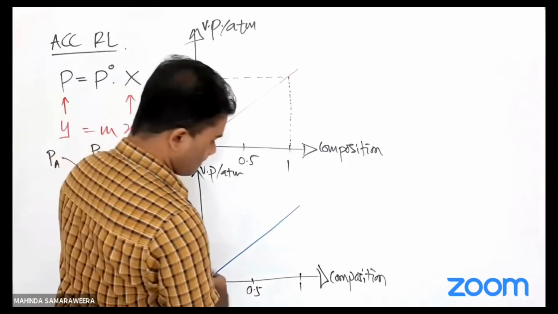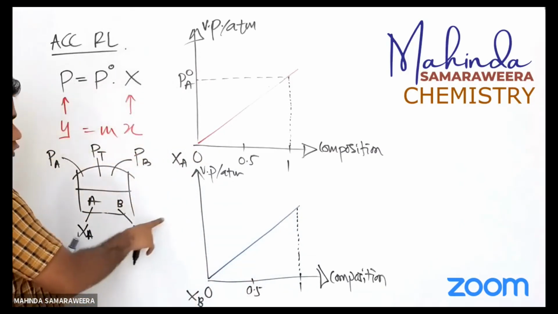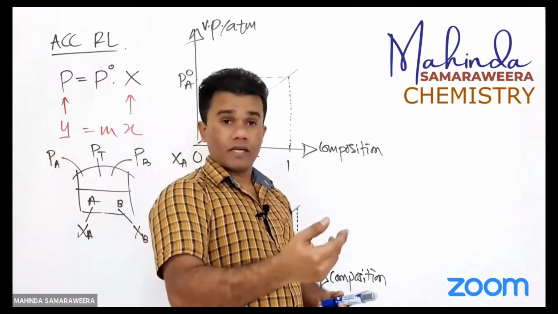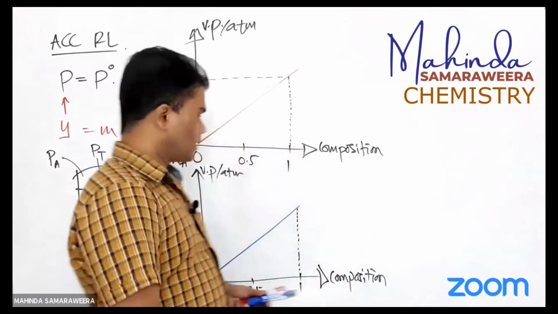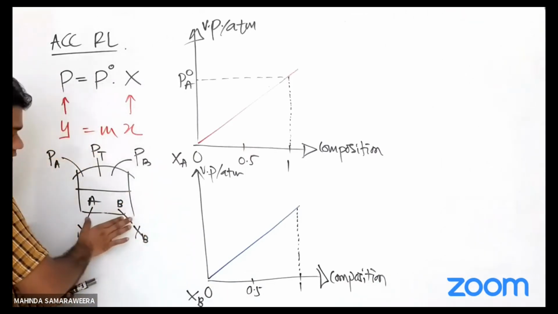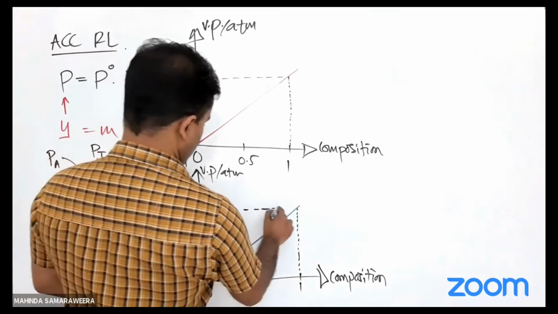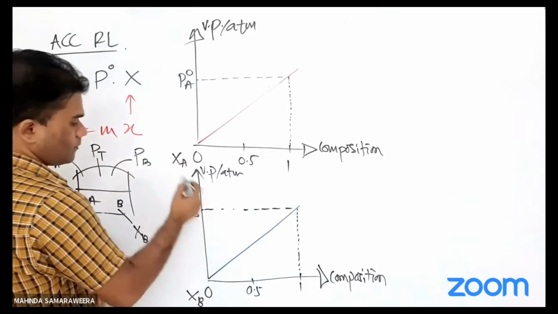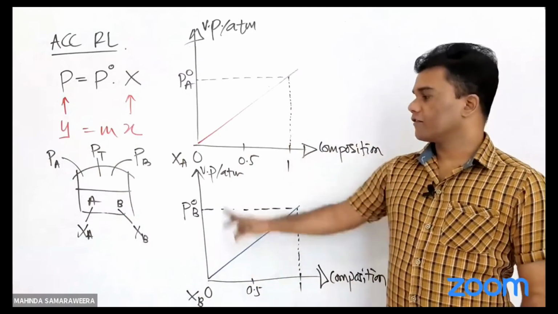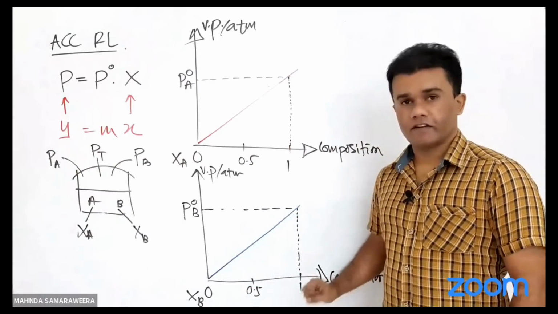As you can see here, when XB equals 1, moles of B divided by total moles cancels out. That's why XB is 1. Then moles of B is equal to total moles, which means the whole system has B only. It's the pure B condition. If it is pure B, PB will be P naught B, the saturated vapor pressure of pure B. So this will be P naught B. Got it? So that should be the variation of the vapor pressure of one component with respect to the mole fraction of that component in the liquid phase. y equals mx type.